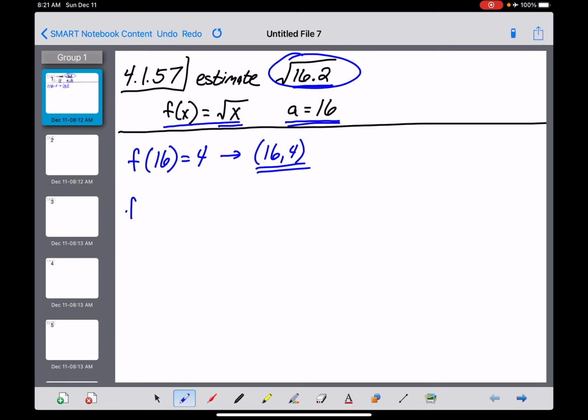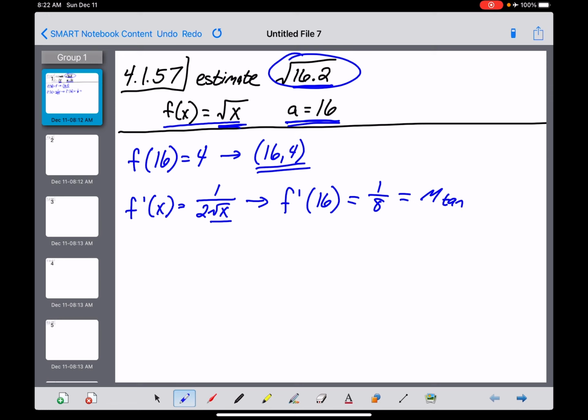Then we need our derivative. So f prime of x, the derivative of square root of x, is going to be 1 over 2 root x. And then from there, we'll go ahead and evaluate f prime at this a value of 16. So that square root of 16 is going to become a 4 times 2 is 8. So we're going to get a 1/8 there, and that is going to be the slope of our tangent.